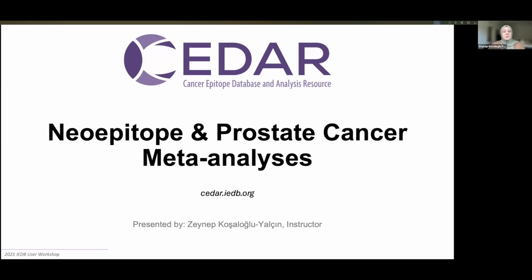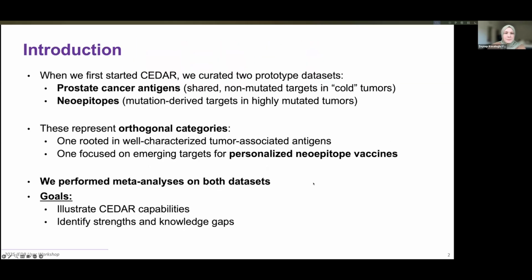So now I would like to show you some of the analysis that we have performed using the data that we have in CEDAR actually. So when we first started building CEDAR, we wanted to test how useful it is and its utility on two very different types of cancer antigens. So we created, so to say, two prototype data sets.